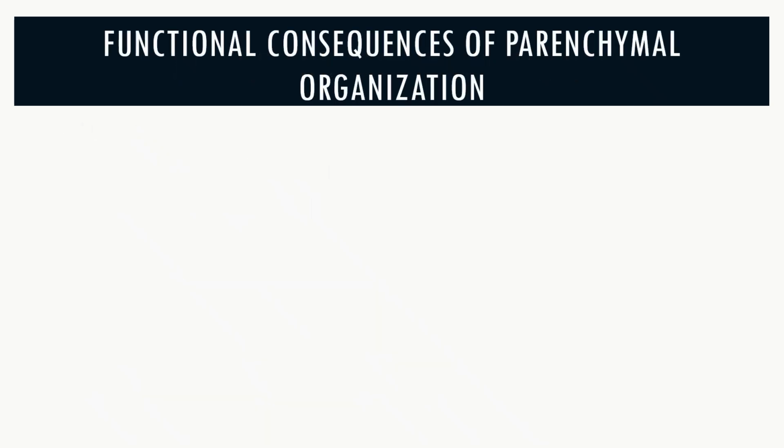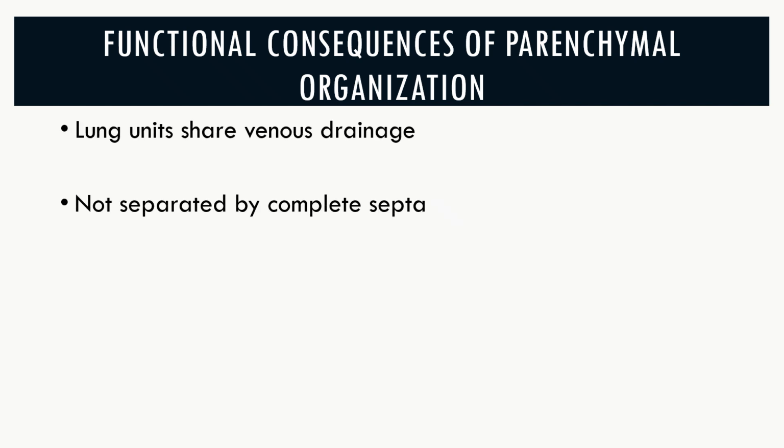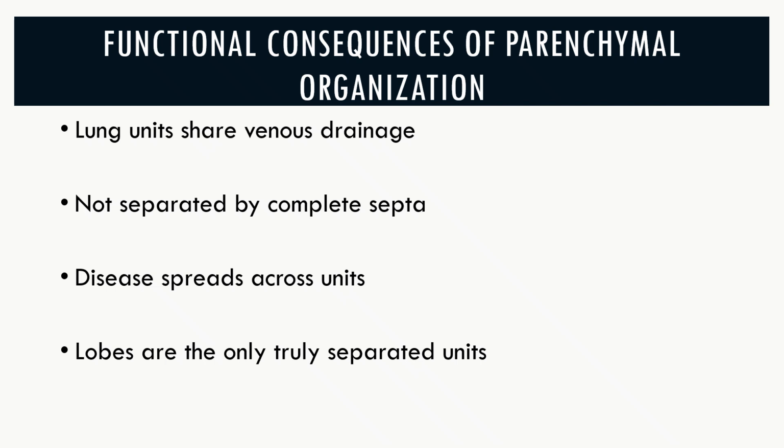Functional consequences of parenchymal organization. Lung units share venous drainage and are not separated by complete connective tissue septa. As a result, disease processes tend to spread across adjacent units. The lobes are the only lung units that are truly separated from each other.